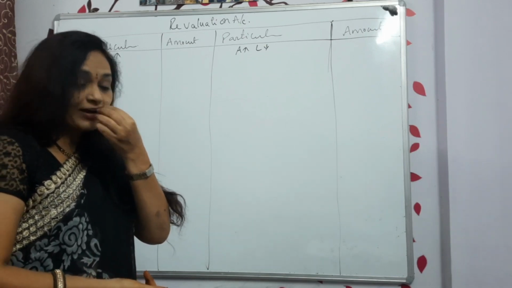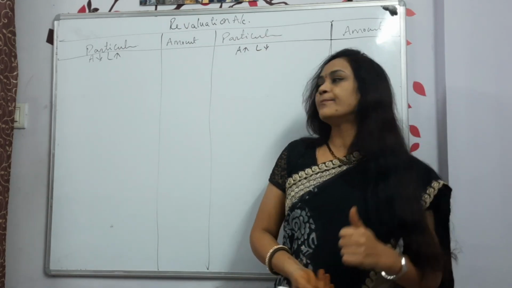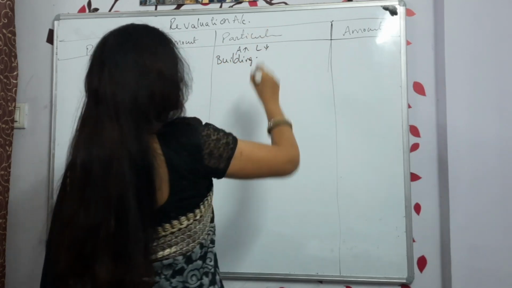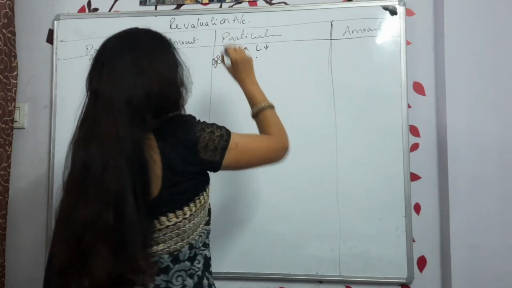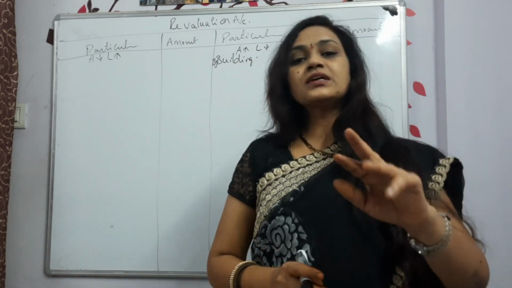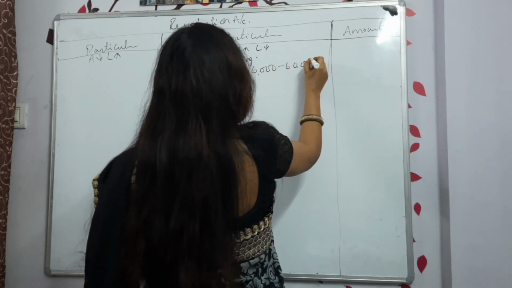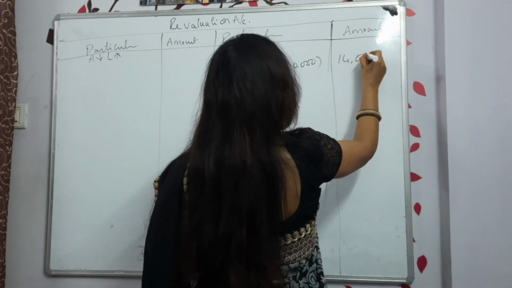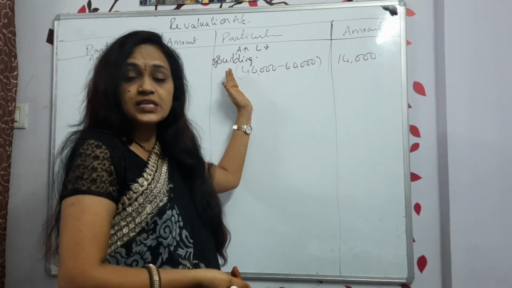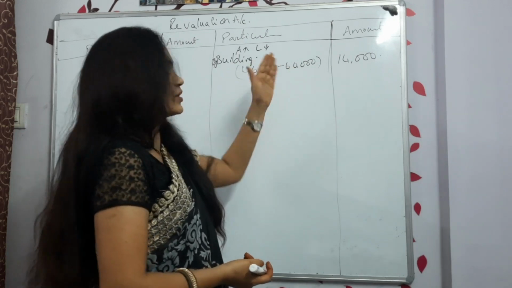There is one asset called building. Building is increased. Right? How much is it increased? In the question they have mentioned it was 46,000 and it is increased to 60,000. So how much is it increased? 14,000 it is increased. Got it? It was 46,000. Now they have revalued at 60,000. That means it is increased by 14,000.